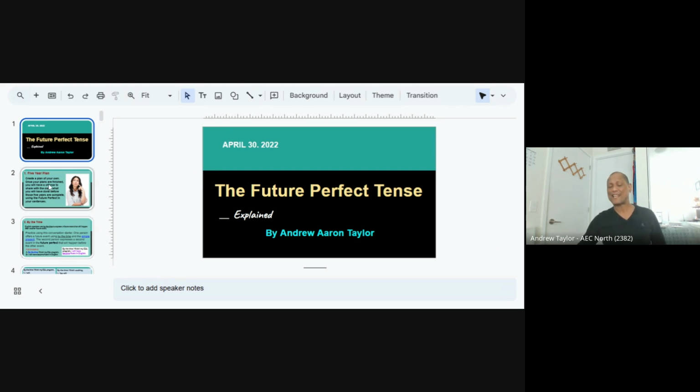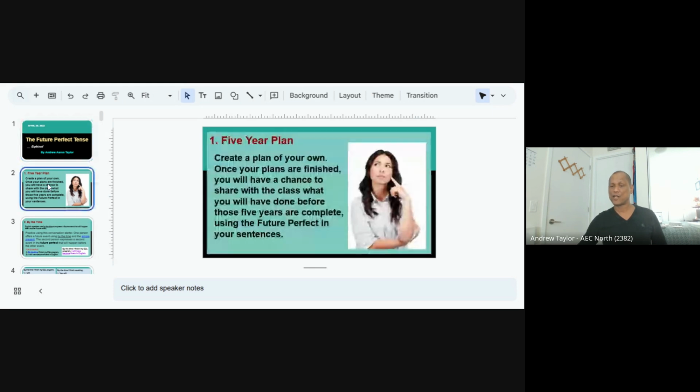So I'm going to read the slides just to make it faster. A 5-year plan. Create a plan of your own. Once your plans are finished, you will have a chance to share with the class what you will have done before those 5 years are complete, using the future perfect tense in your sentences.